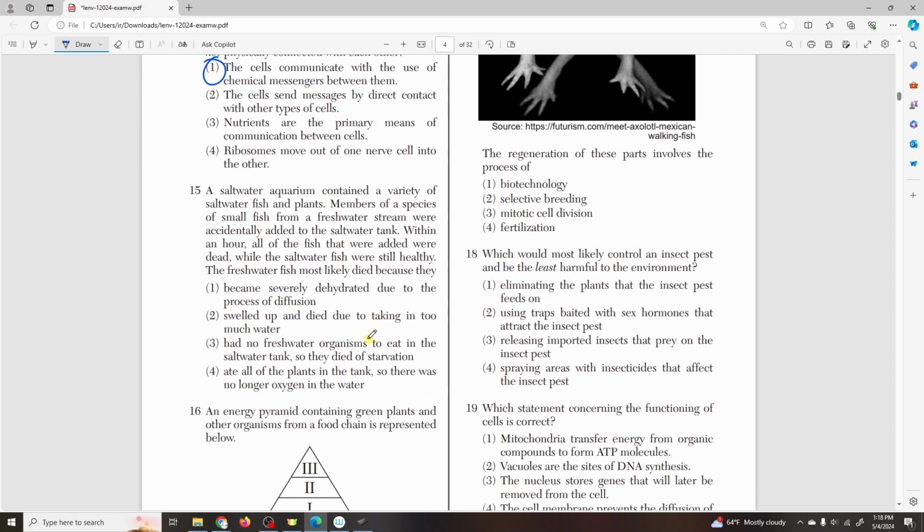Number 15 says a saltwater aquarium contains a variety of saltwater fish and plants. Members of a species of a small fish from a freshwater stream were accidentally added to the saltwater tank. Within an hour, all the fish that were added were dead, while the saltwater fish were still healthy. The freshwater fish most likely died because they became severely dehydrated due to the process of diffusion. There's a reason why you have saltwater animals and freshwater animals. Freshwater animals can survive in low salinity environments. Saltwater animals have evolved to survive in high salinity environments.